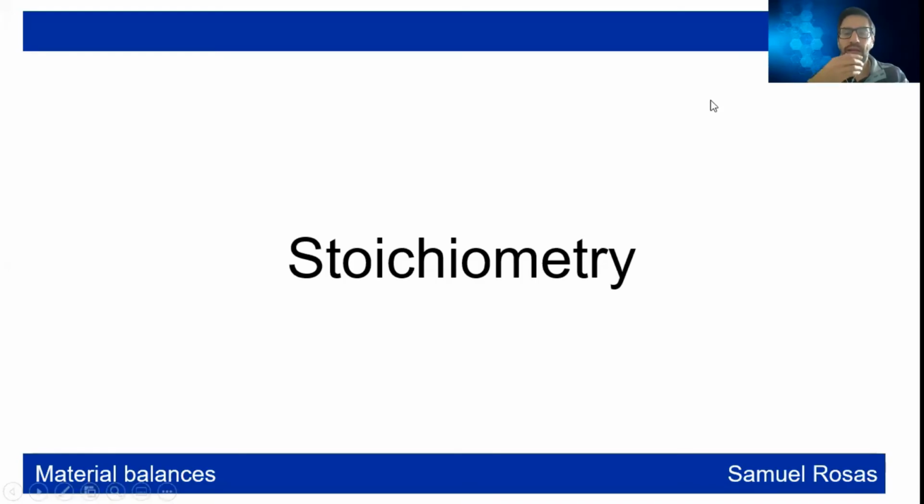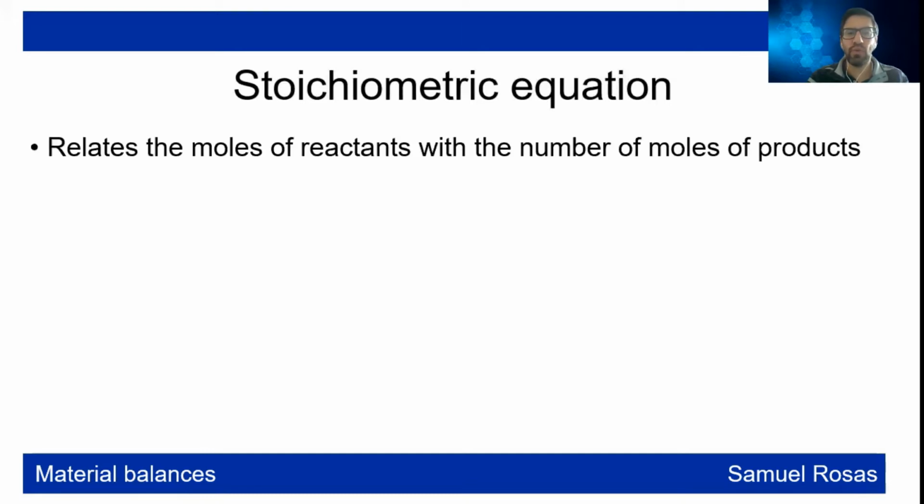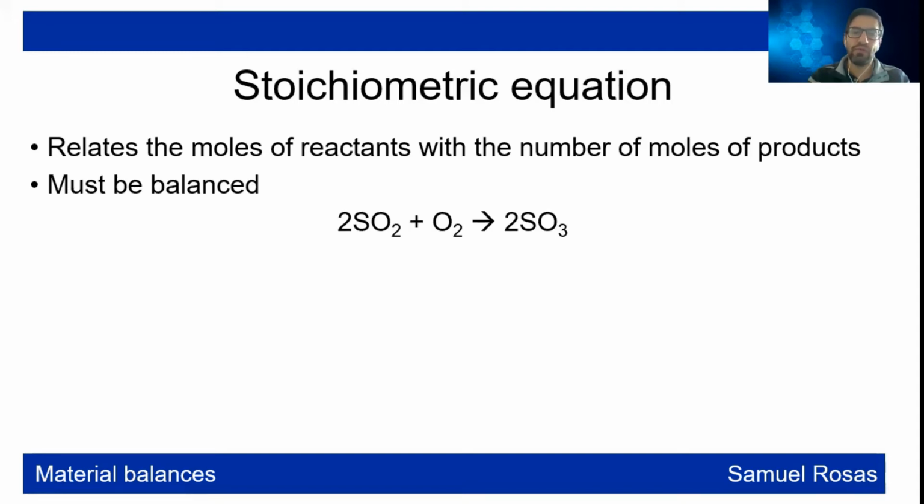Hello, welcome back. We're going to be talking about stoichiometry. A stoichiometric equation is the one that relates the moles of the reactants with the number of moles in the products, and it must be balanced. So if you have this equation, you must have, let's say, two sulfurs on each side, and you will have 2 times 2, 4 plus 2, 6 oxygens, and 2 times 3, 6 oxygens on the other side.